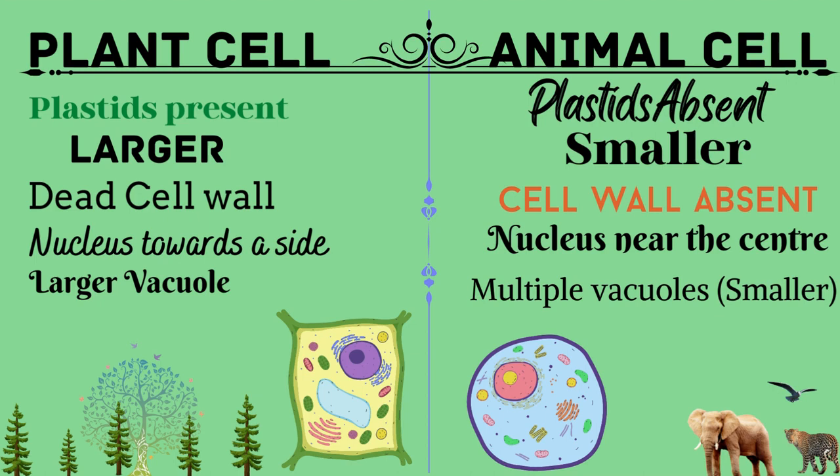If we now have a look at the animal cells, they are smaller in size, and they have a thin flexible plasma membrane. Plastids are absent in case of animal cells. A single Golgi apparatus has been seen near the nucleus. Many small sized vacuoles are present in case of animal cells, and the nucleus is present near the center of the cell.